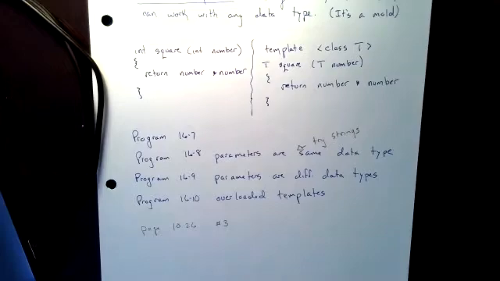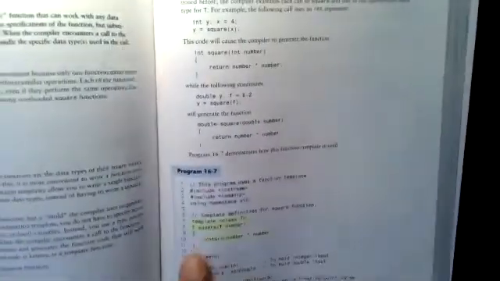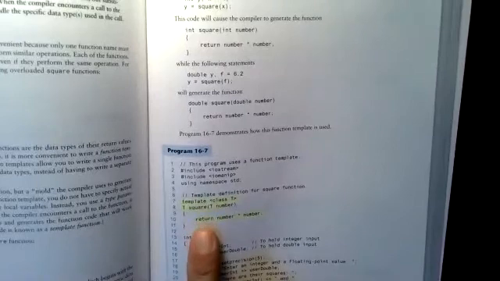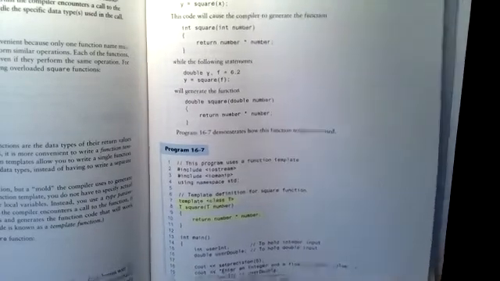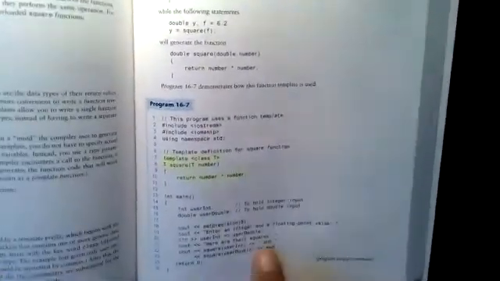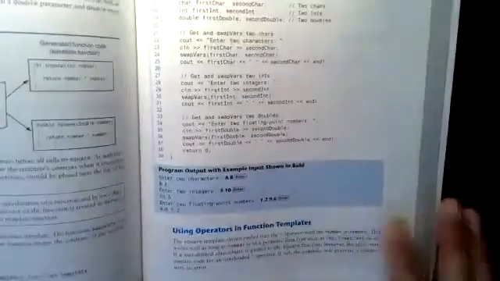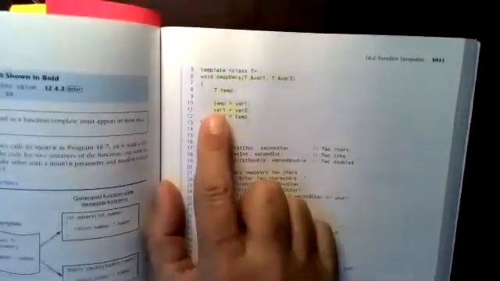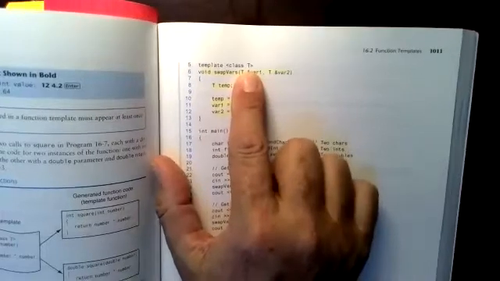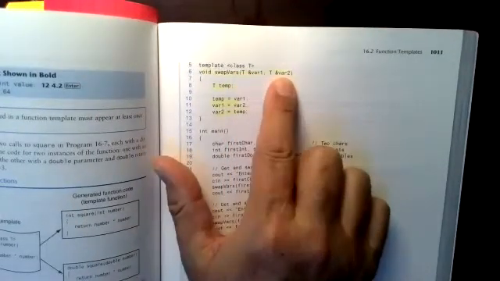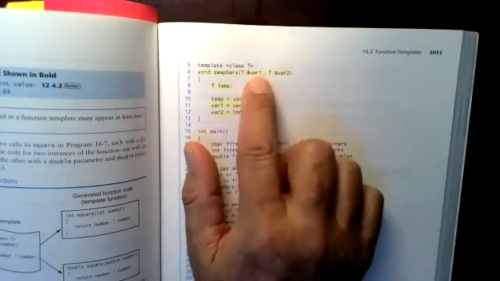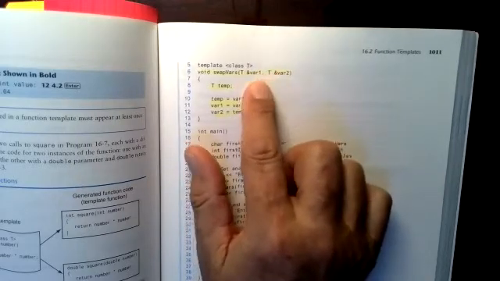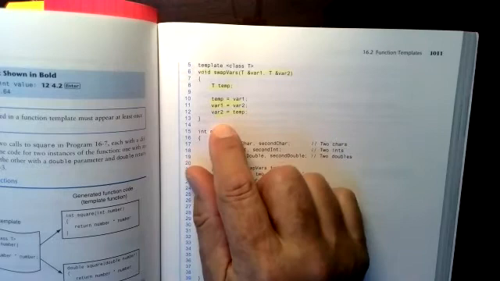Some more examples of this. I have 16.7. Here's an example. This is the one we were just looking at, and it actually has the square in it. Then there are a couple of examples with square, passing in integers, passing in doubles, demonstrating a working version. Another example: I can do template class T, and now I have two variables of the data type. So when I call swap vars, these two data types have to be the same. And as you can see, I have a little swap method.